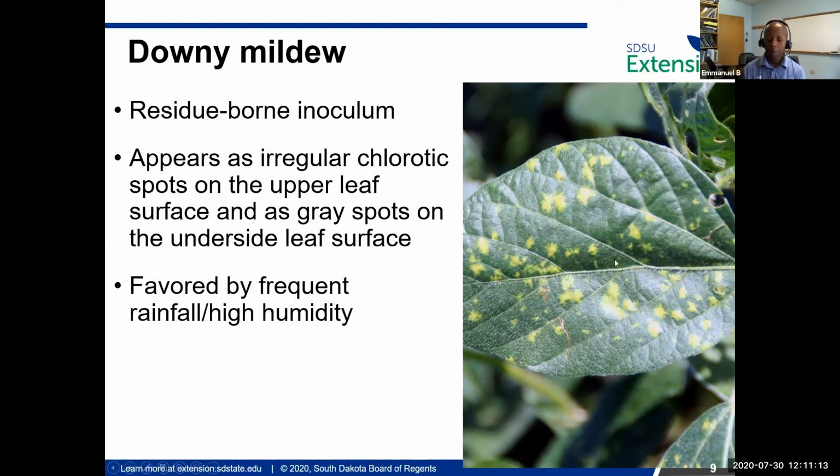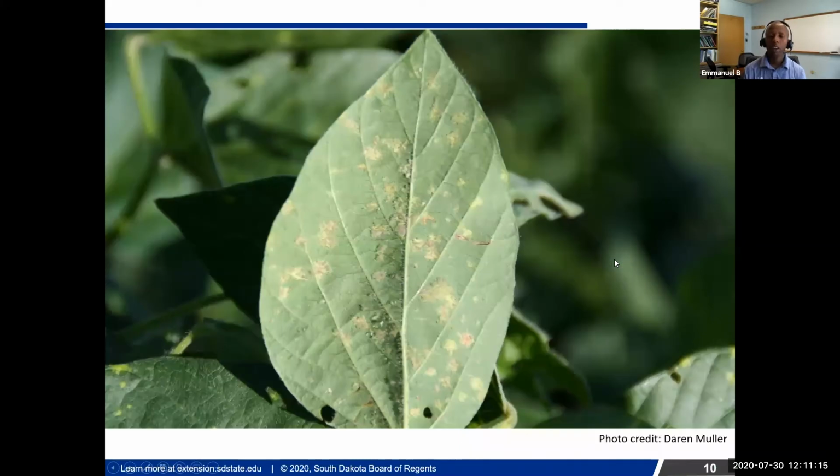One way to confirm this disease is to turn the underside of the leaf, and you should see this kind of fuzzy gray-like symptoms underneath the leaf due to downy mildew. If you don't see this type of symptoms on the other side of the leaf, that could be something else and not downy mildew. It's usually a minor disease.